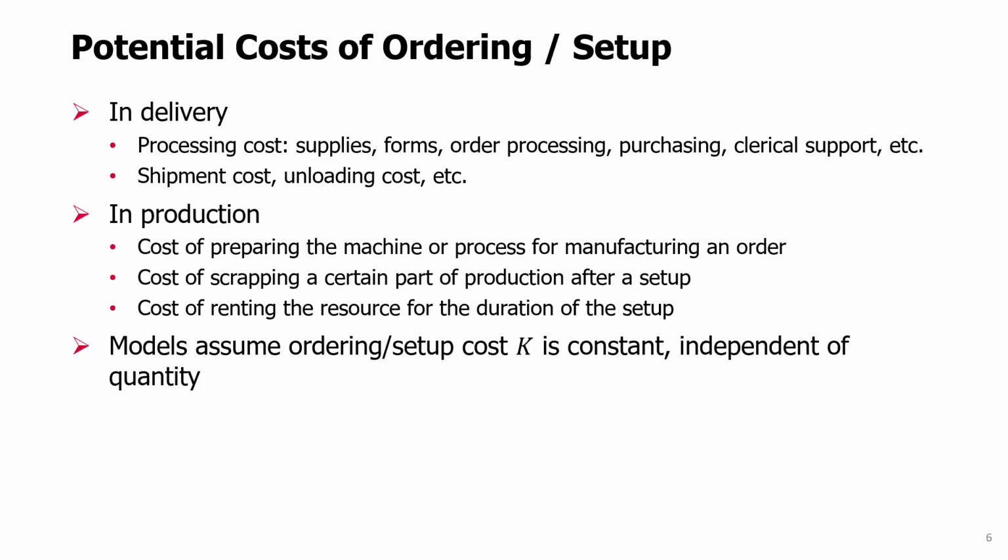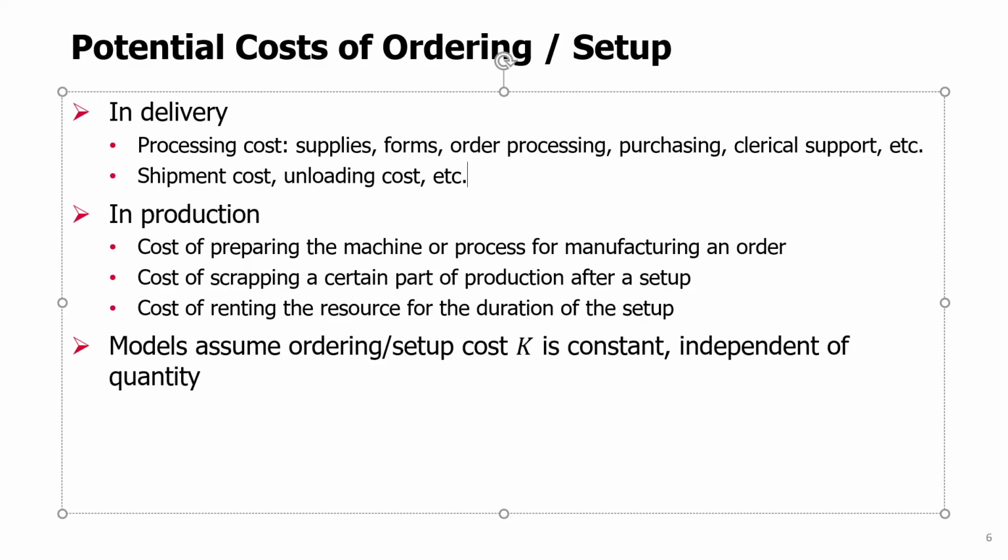The second cost that affects our inventory decisions is ordering or setup cost. Ordering cost is the term we use when we have delivery. In production settings, we more often call it setup cost. In delivery, the ordering cost will include things like supplies, forms, order processing, and other clerical support. It will also include things like shipping cost, unloading cost, etc. Anything that is fixed regardless of the quantity or paid once for each order.